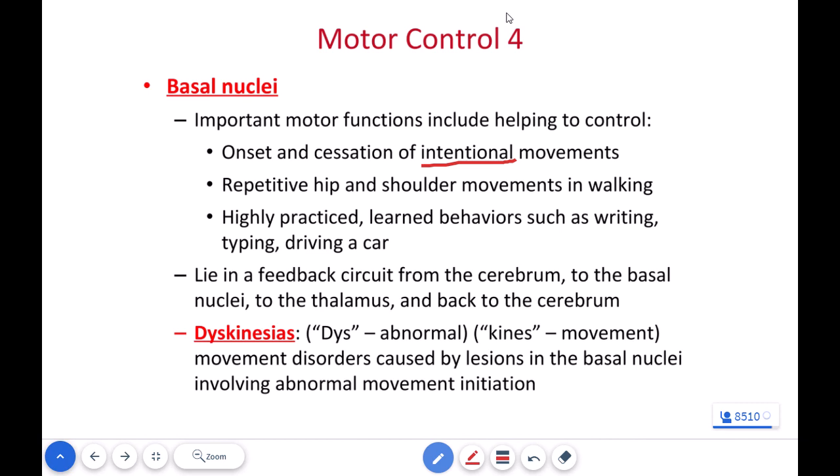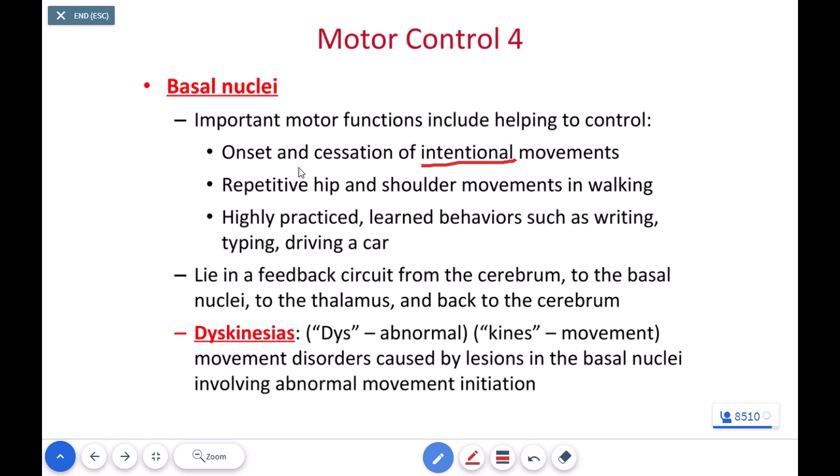The way you diagnose an intention tremor, you just look at the patient. If they're sitting there relaxing and they're still, but then they start to tremble the moment they start to move their arms or move their hands, that's called an intention tremor. They only tremble when they are intentionally moving their bodies. And that is associated with damage to the basal nuclei.